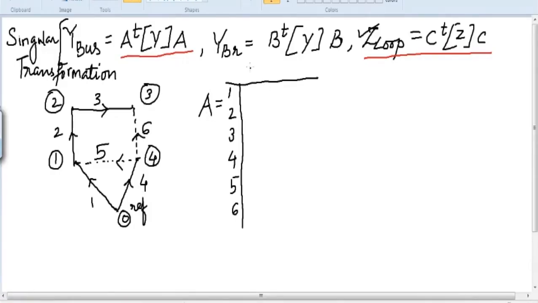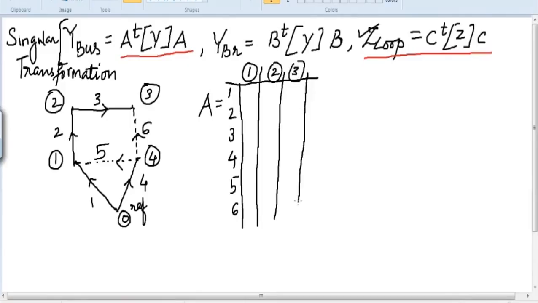So here we have to write only the physical buses which start with a number and a circle around it. So 1, 2, 3 and 4. These are the four physical buses which were present in the numerical. So we have to write all these four buses accordingly and then start filling the columns one by one.